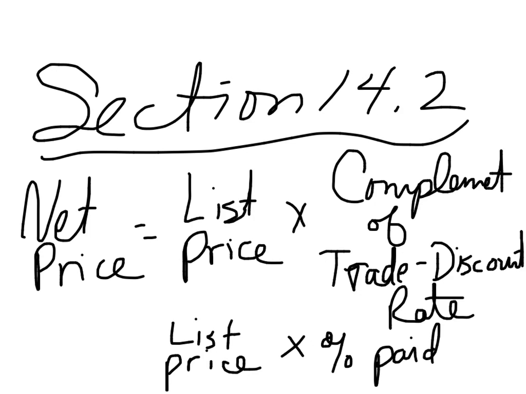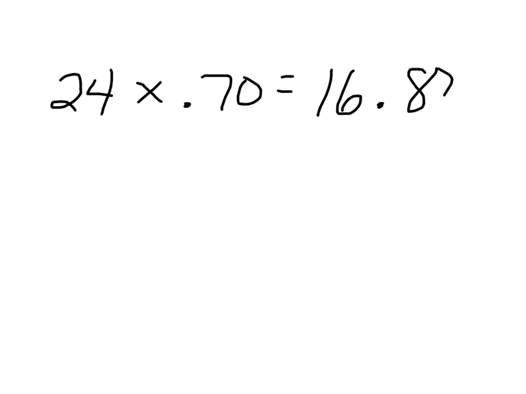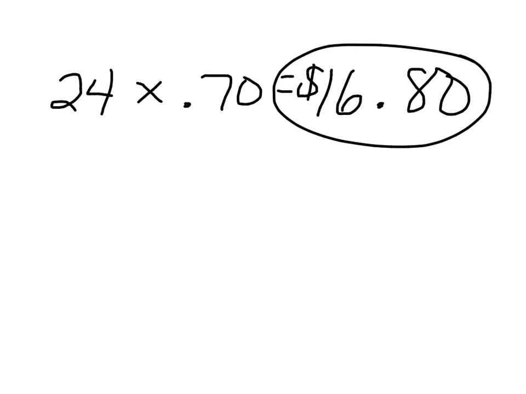So number 1 says the list price of paint is $24. The trade discount rate is 30%. So if the trade discount rate is 30%, how much are you going to pay? 70%. So you take 24 times 0.7, and how much is that? $16.80, and that's number 1.